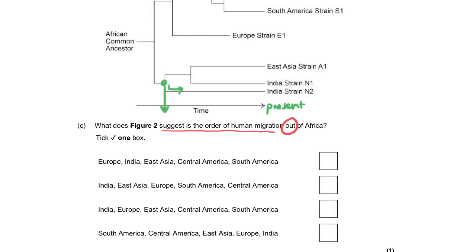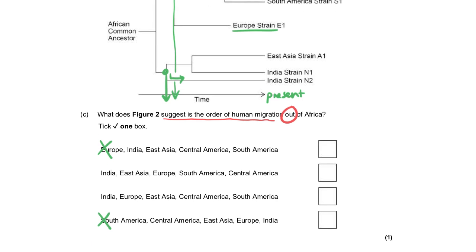Okay, this happens first, which means that I can immediately get rid of the top and the bottom tick boxes. Following that, my next node, so that separation of a common line occurs here, at the top of my phylogenetic tree. And this is where I see the branching off of the European strain. So now I know that I'm looking for a line that says India, Europe. So far, this third one has got my answer.